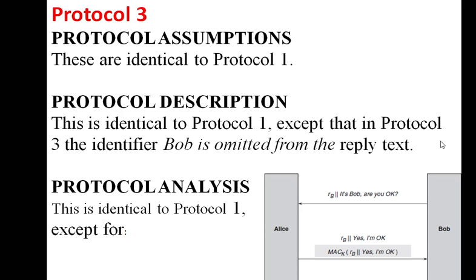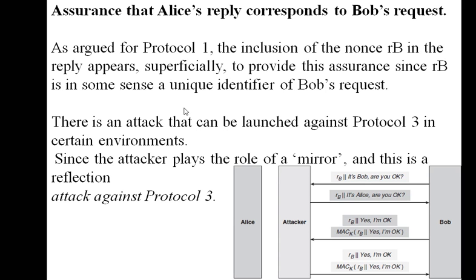Now protocol 3. The assumptions are identical to protocol 1 and the description is also the same as protocol 1, but in this protocol 3, identifier B is omitted from the reply text. Protocol analysis: a reply corresponds to Bob's request.